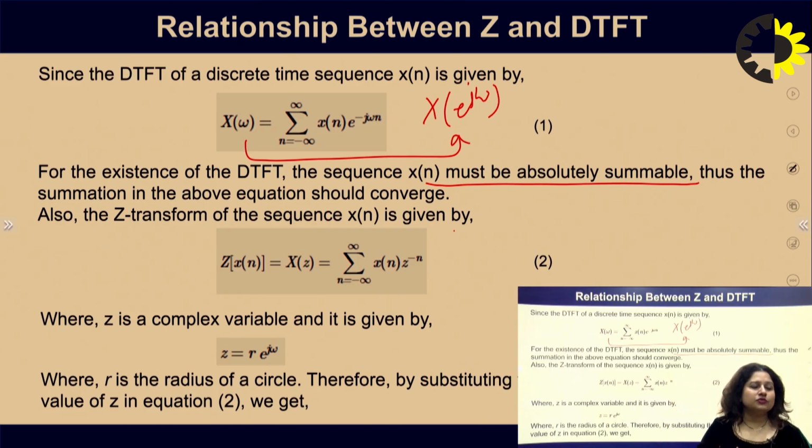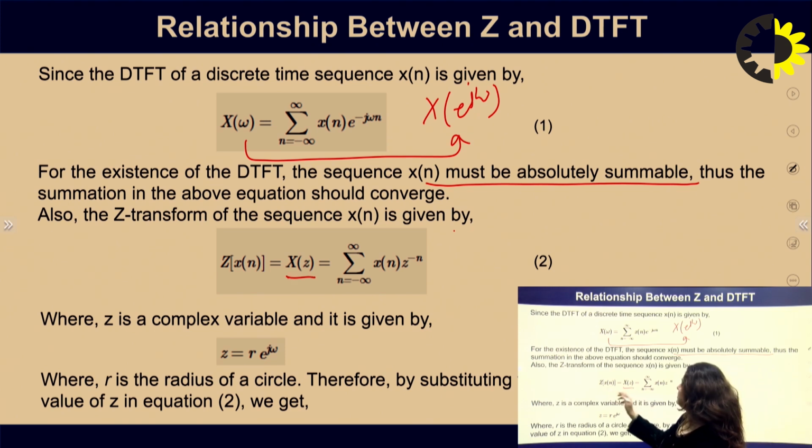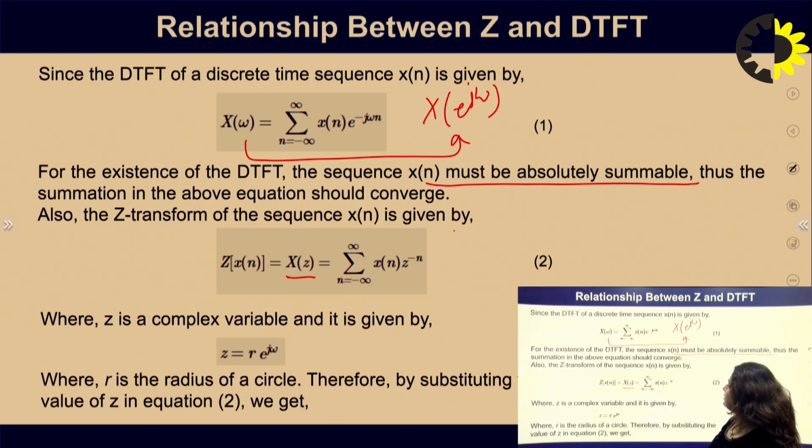Thus, the Z transform of the sequence x[n] is given by X(z), the Z transform of x[n], that is the sum from minus infinity to infinity of x[n] z to the power minus n, where x(n), in round brackets, or x[n], in square brackets, is the discrete sequence.